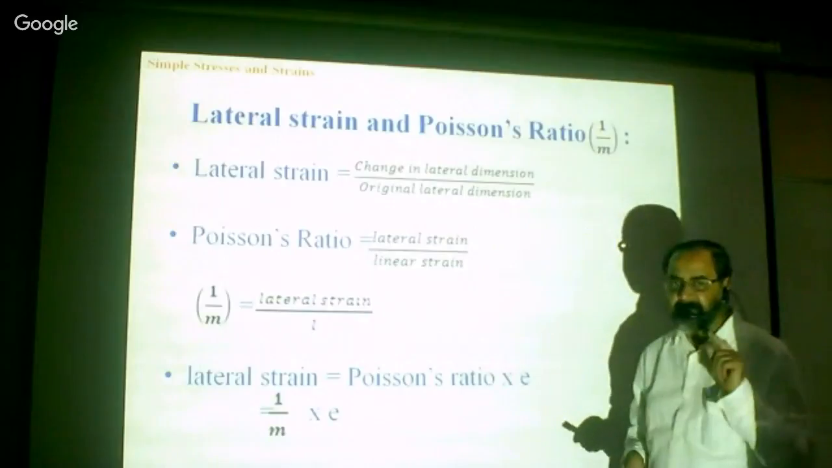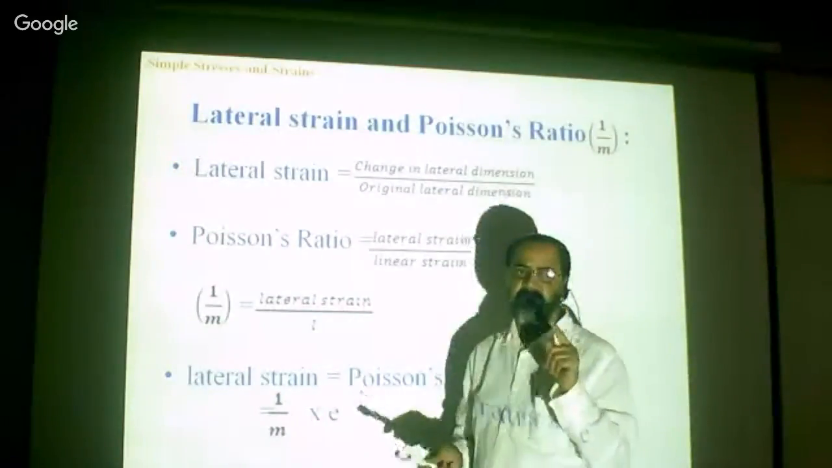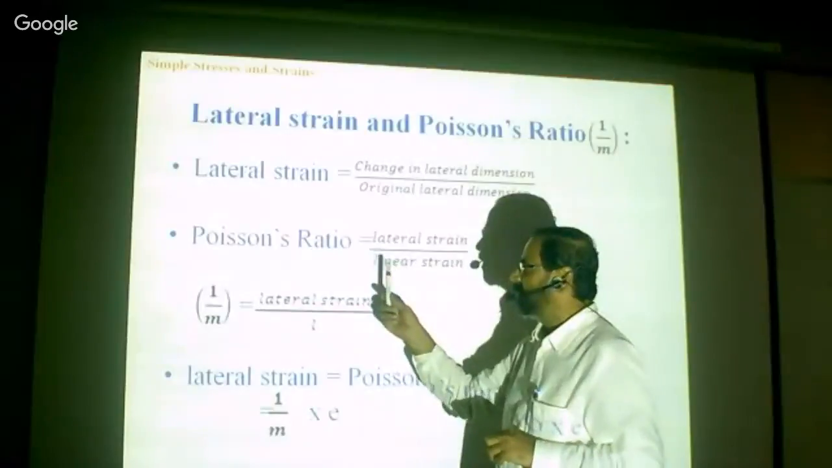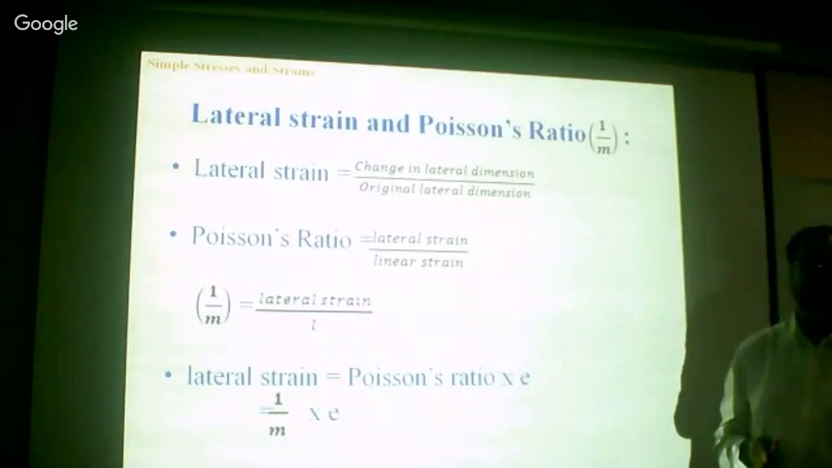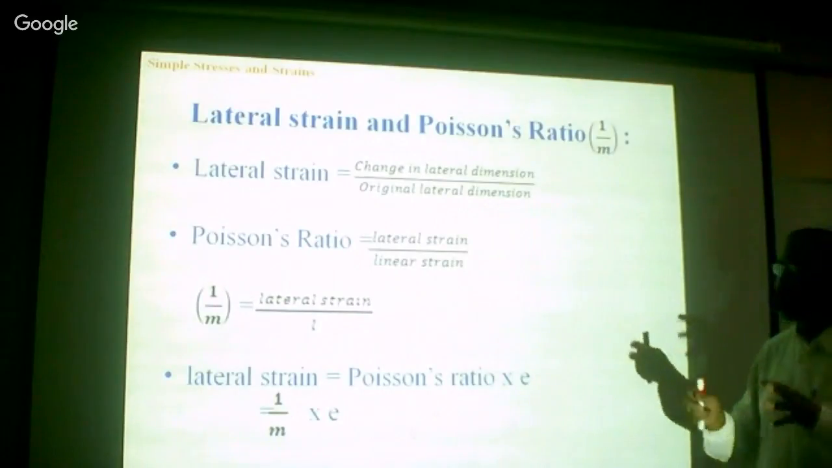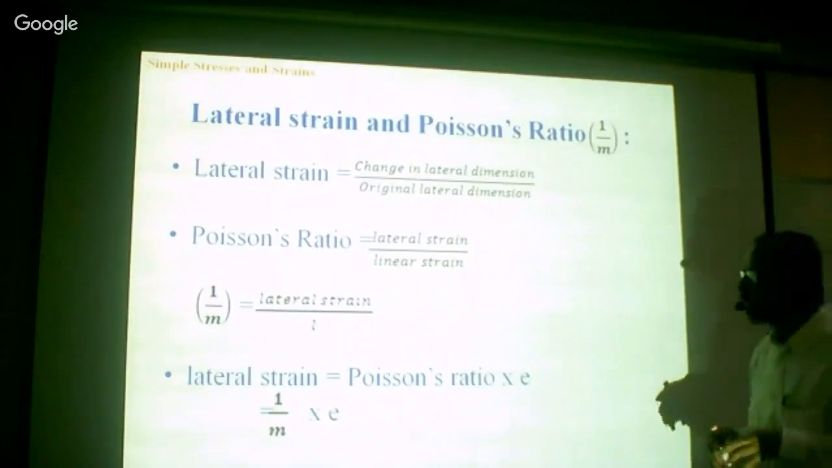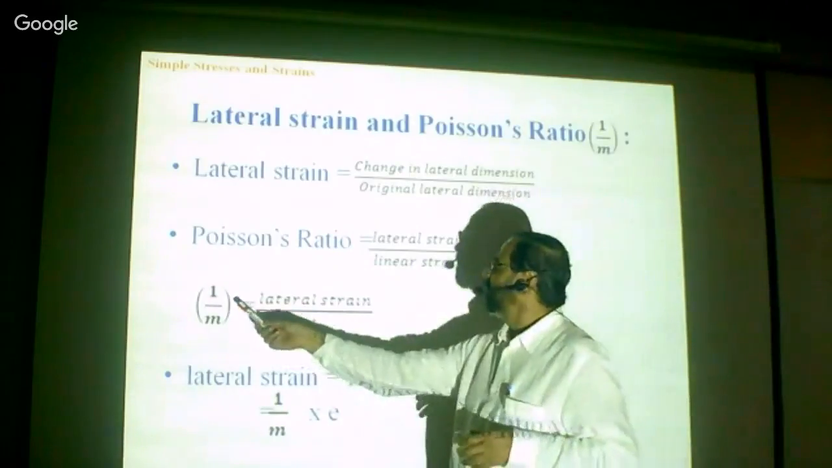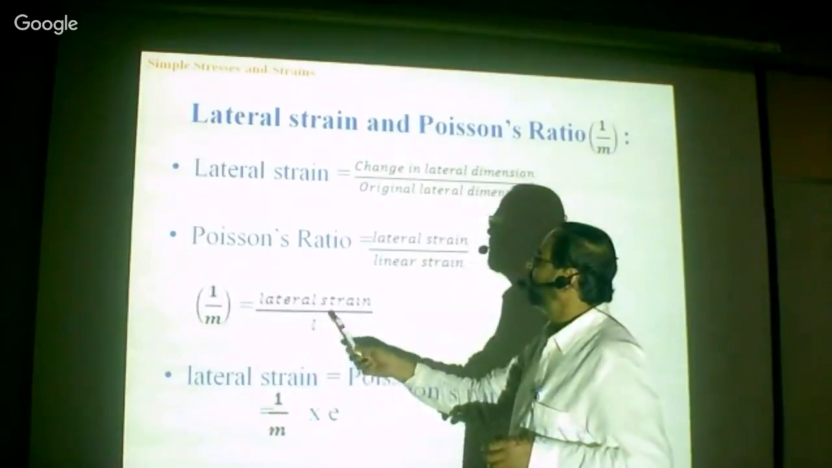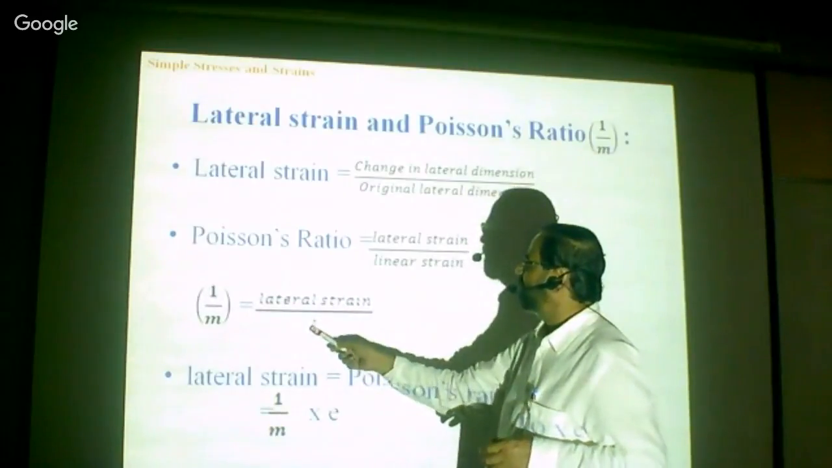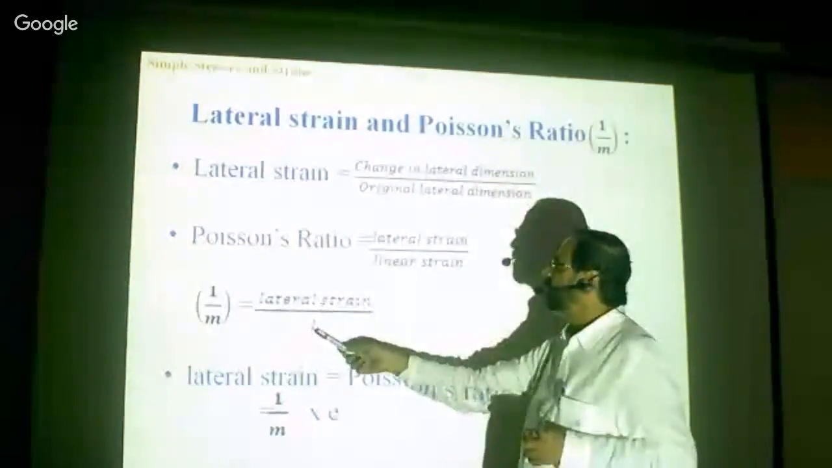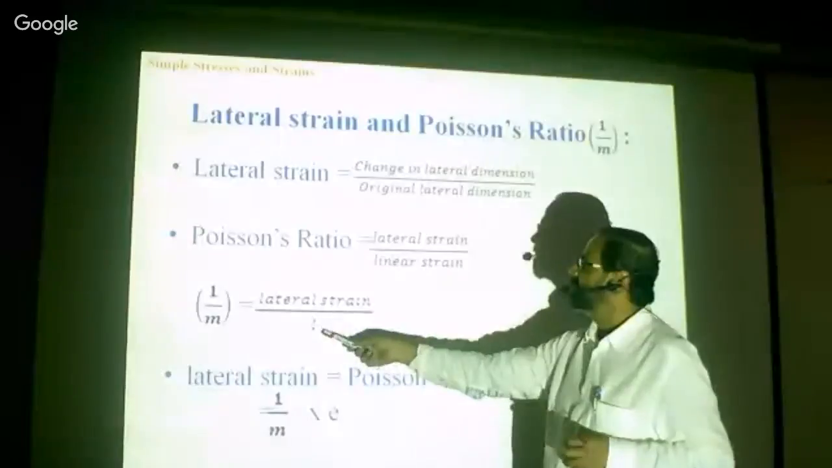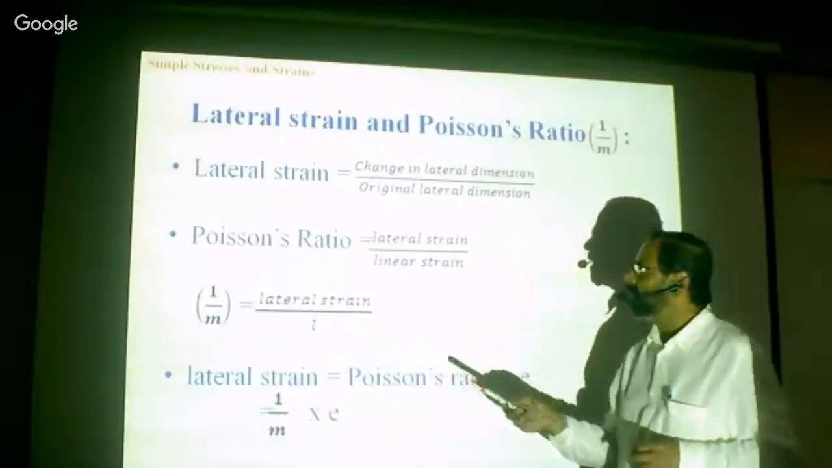Some people denote Poisson's ratio as 1 by m. Some people say mu. Depending on convenience, people use either. That is lateral strain divided by linear strain. Now this should become E; there is a mistake here, please make the correction. This is lateral strain divided by linear strain. Now how do we calculate the lateral strain?